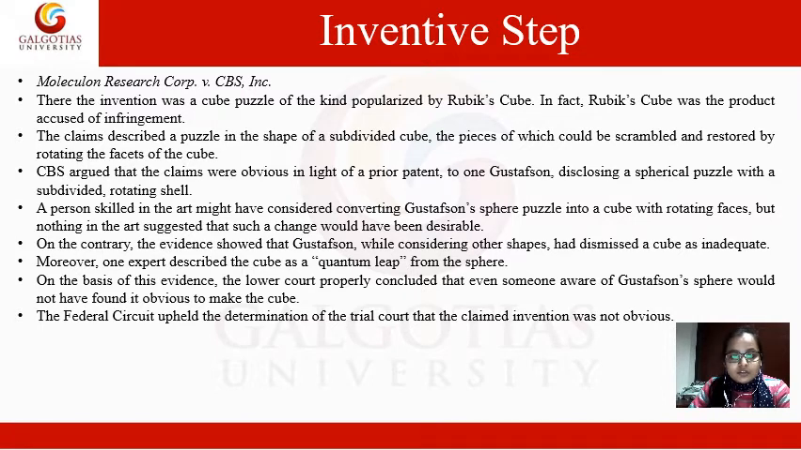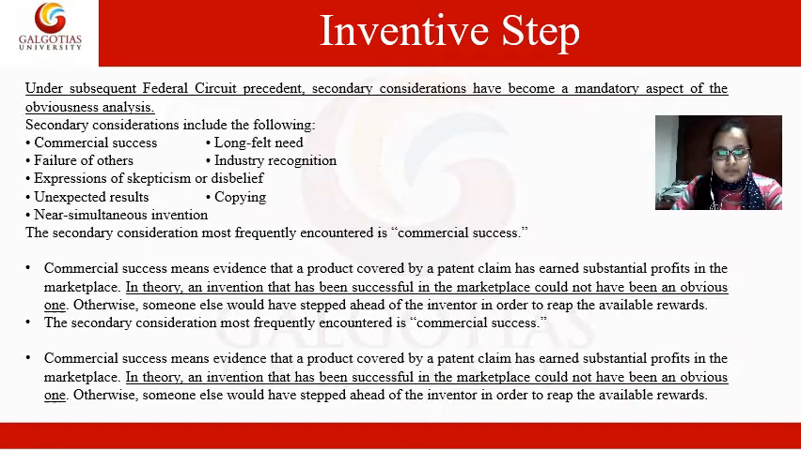So in this particular application, the evidence shown while considering those shapes was dismissed as inadequate for a cube. Moreover, the lower court properly concluded that even someone who was aware of the sphere would not have found it to be obvious. So in this particular case, the invention was considered to be non-obvious and this could be patented.